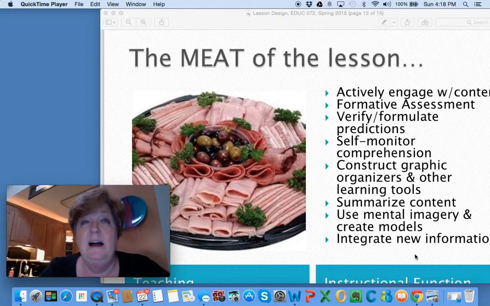So let's talk about the substantial part of your lesson. This is when, notice the first bullet, that kids are actively engaging with the content. And students, that can take just hundreds of different forms. However, remember, I want to say again, this is where kids are doing the work. You are not the person on the stage that everyone is staring at.